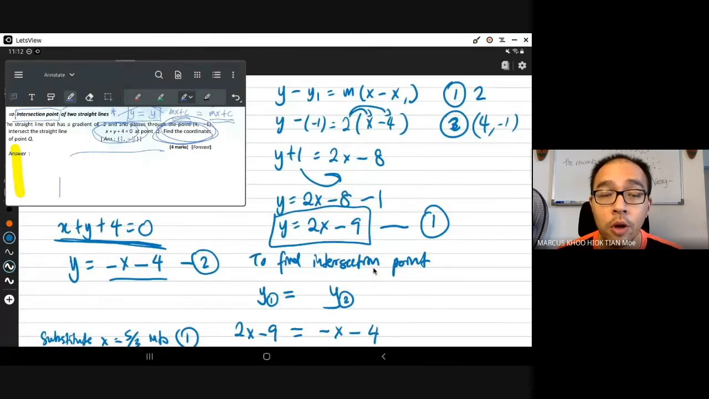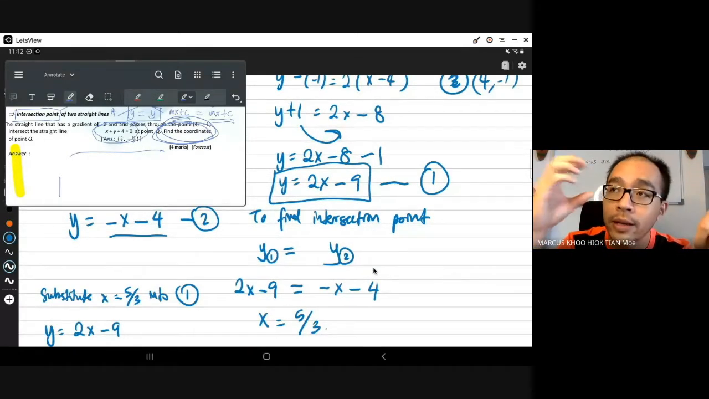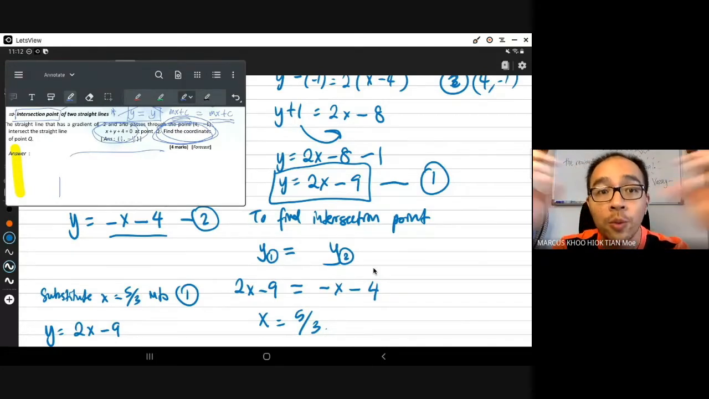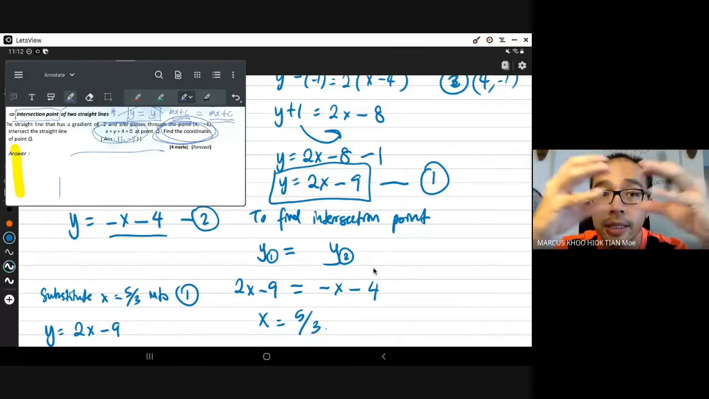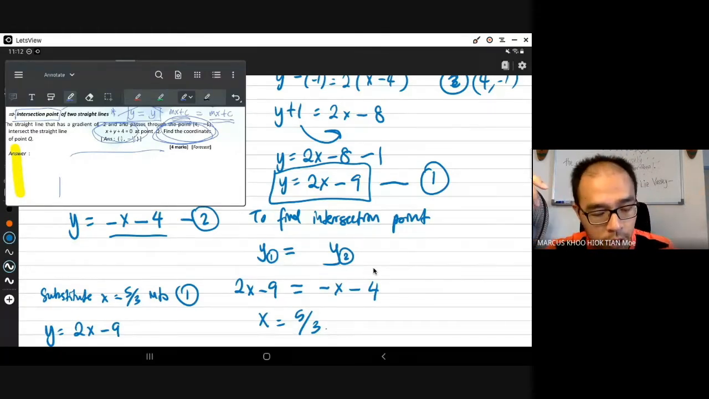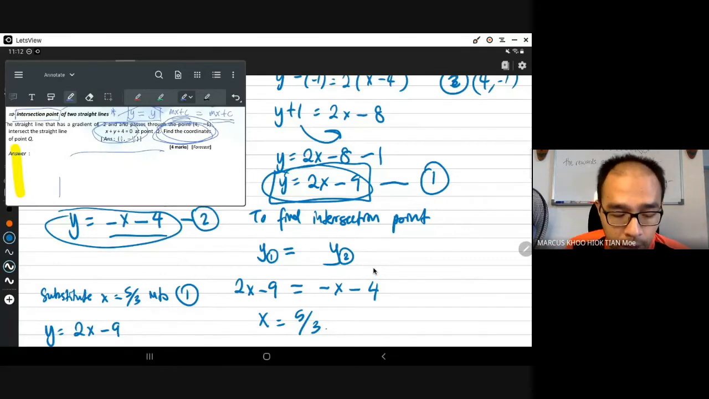Usually when we talk about intersection points, we have two straight lines. We find this y equals to mx plus c, and then this y equals to mx plus c. Then we equate them, so that we can find the x coordinate. Then after that we find the y coordinate. And this is very easily practiced. The problem, of course, is making sure that your equation is y equals to and y equals to. That one is a must.